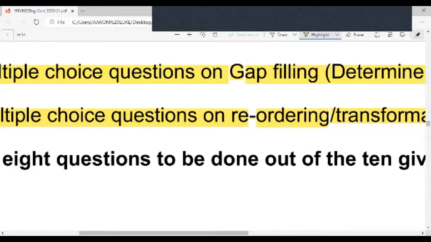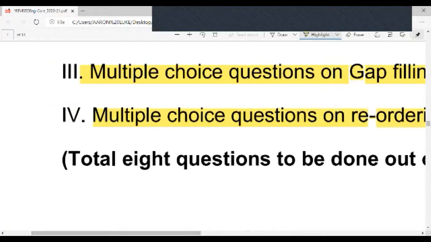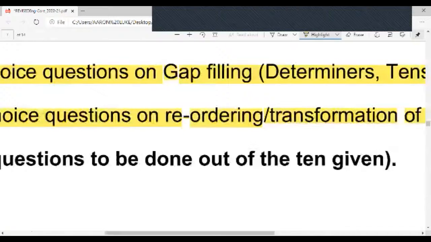So that carries around 8 marks over here. 4 marks on multiple choice, and the next Roman letter, 4 marks for reordering and transformation of sentences. Either or: we can ask for a reordering of the sentence, or transformation of active into passive, or reported speech, on the later extent of the class.